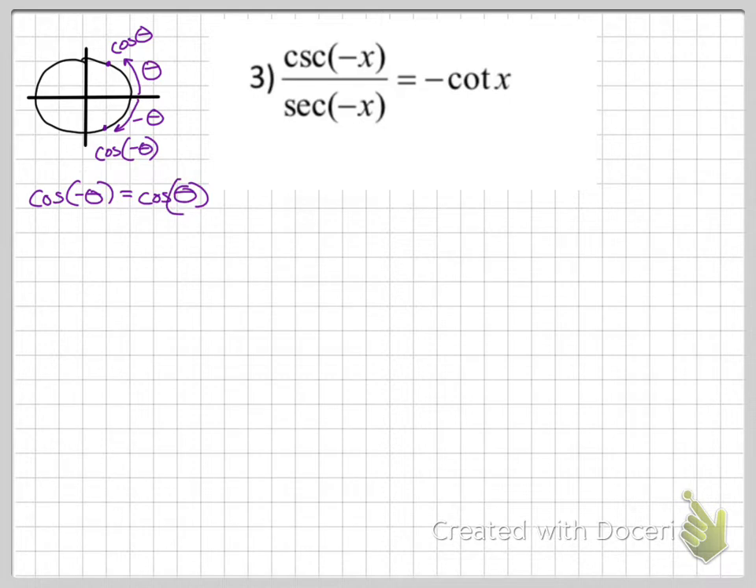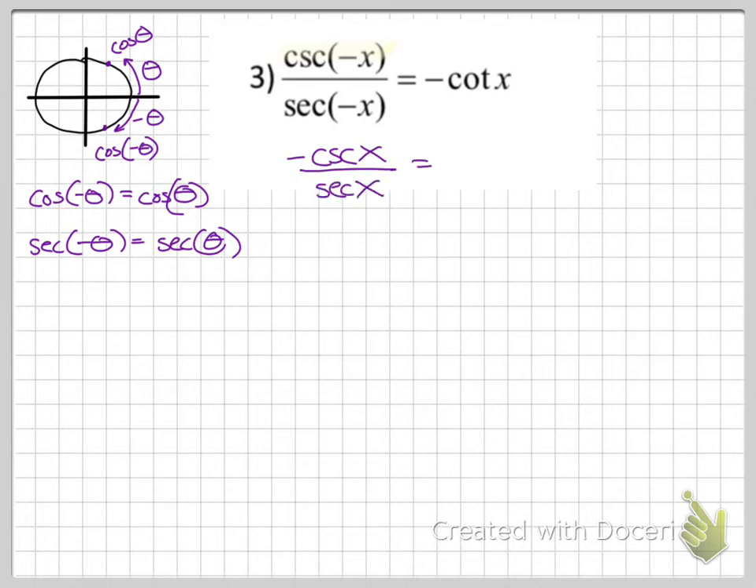It just disappears. Reciprocal of cosine is secant. Secant eats the negative as well. It disappears. All the other trig functions, it gets pulled to the front. So cosecant, not one of the ones that eats it, so that gets pulled to the front. Secant is one of the ones that eats it, so that just becomes secant of positive x. We're shooting for negative cotangent x. Remember, sometimes I think to myself, negative cotangent, that's negative cosine over sine.